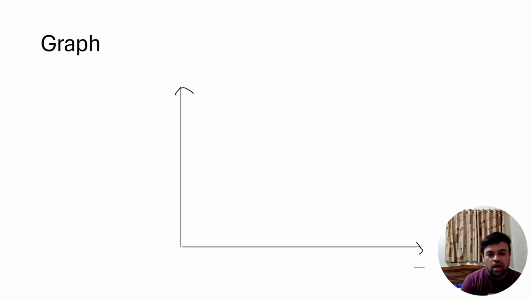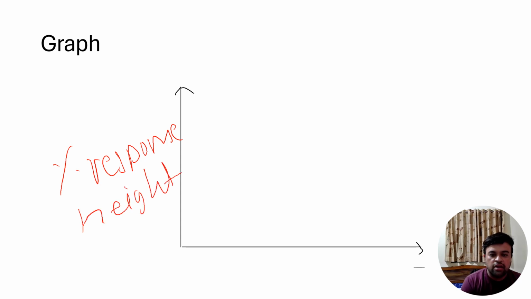So how to draw the graph? First of all you have to label the graph. On the y-axis you give the label percent response height, and on the x-axis you give the label log dose. You plot all the points on this and you will get a line like this. I'm not plotting the actual points, but I'm showing that you will get a line like this.